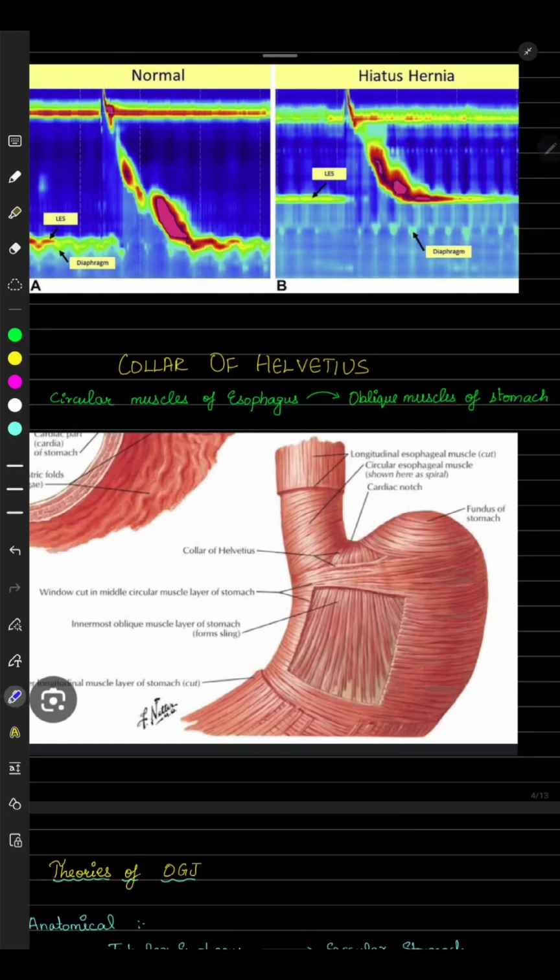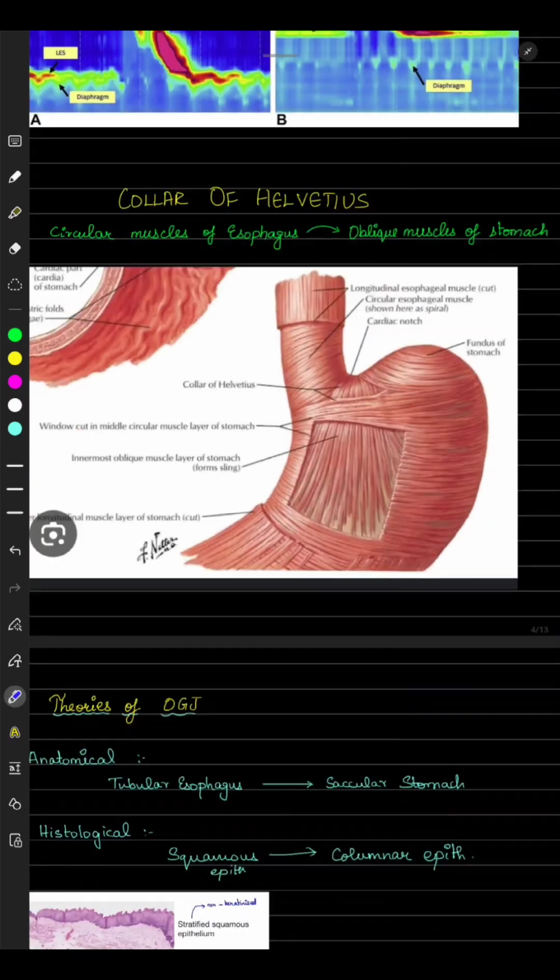So this is the collar of Helvetius, a fancy term. Now, I told you what is the lower esophageal sphincter, but what is the esophagogastric junction? For that, if it's an easy question, it would be a one-line answer. But for that, we have four theories, out of which only two are useful.